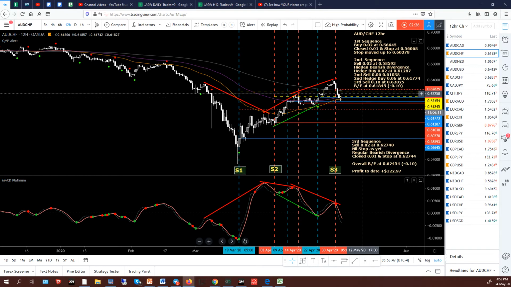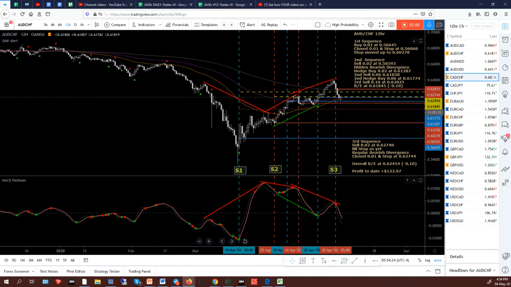Also moved my overall break even to a different position, 62454, which is the top yellow line. As long as price stays below that, this is my overall break even. As long as price stays below that, I can close all trades and be in profit, except for possibly the overnight interest rate or the swap. This other yellow line is for the break even on the second sequence. I was looking at trying to close that, but we're just not through it far enough yet. So that's the Aussie Swiss, took a small profit, reduced my risk.